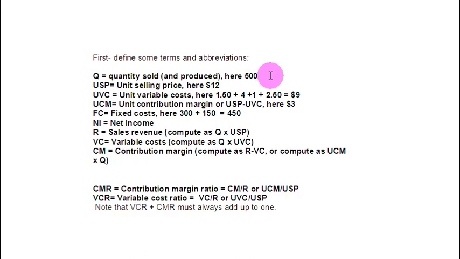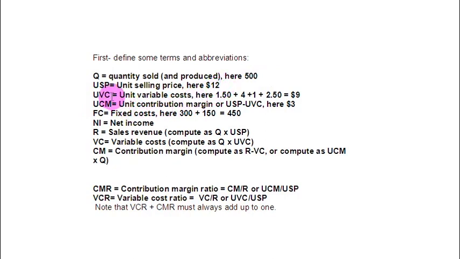One of the assumptions of break-even analysis, one of the assumptions of CVP analysis, I should say more generically, and you'll see all of these in your textbook, is that quantity sold equals quantity produced. We don't have inventory carryovers from period to period. So our assumption is going to be that we produce and sell 500 banana cream pies. USP is short for unit selling price. The banana cream pies each sell for $12.